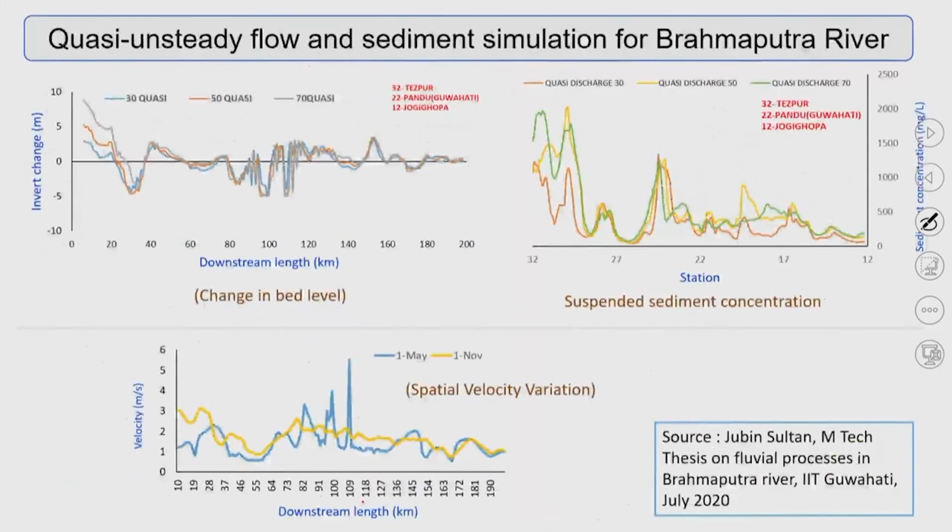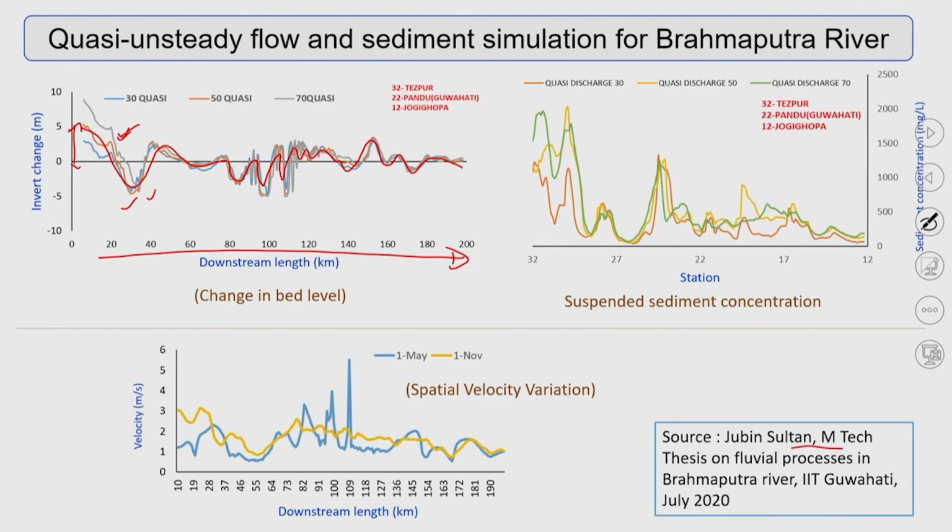Now, if you look at these results, which are part of an MTech thesis recently worked on, this is the 200 kilometers in the longitudinal direction, and you see the bed level change is quite interesting. At some locations the bed level change can be as high as 5 meters. This is the deposition part, this is the erosion part. This is the aggradation, this is the degradation. You can see the cycle of aggradation and degradation processes.